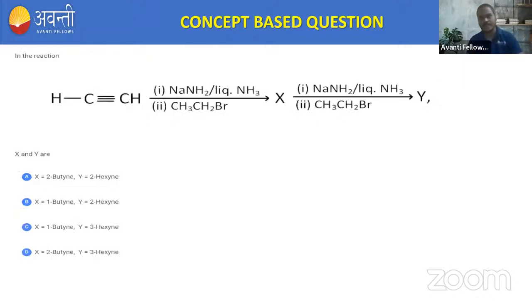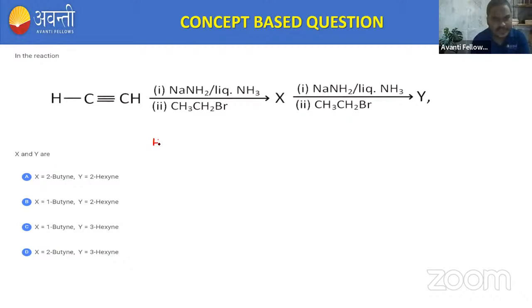Okay? Now this is again a very interesting question. They are asking, we have an alkyne, and when we treat this alkyne with NaNH2 in liquid ammonia, and then in the second step with CH3CH2Br, we get X. When X is treated with NaNH2 in liquid ammonia and then CH3CH2Br, we get Y. They are asking what X is and what Y is. Okay, so let me explain this.